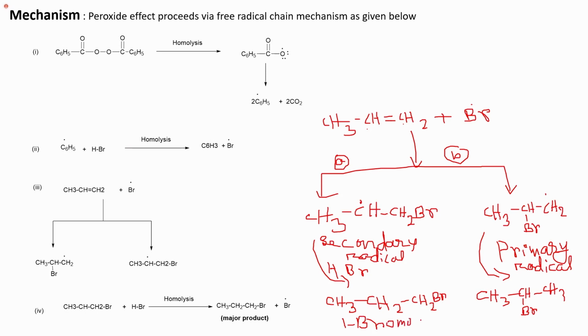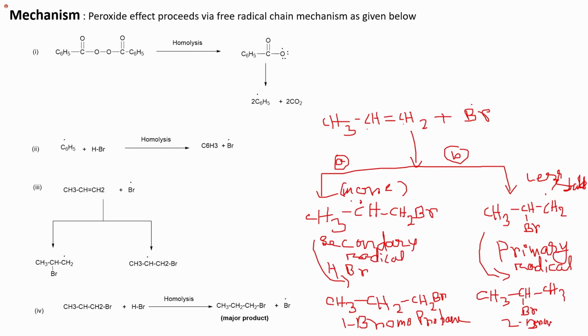Why? Because in the Markovnikov rule, we already get 2-bromopropane, but we want to get 1-bromopropane. And this is the 2-bromopropane. This is actually less stable, so it doesn't have any tendency to form this kind of radical. But this radical is a secondary radical. It is already a more stable radical, so it always has a tendency to form this kind of radical here.